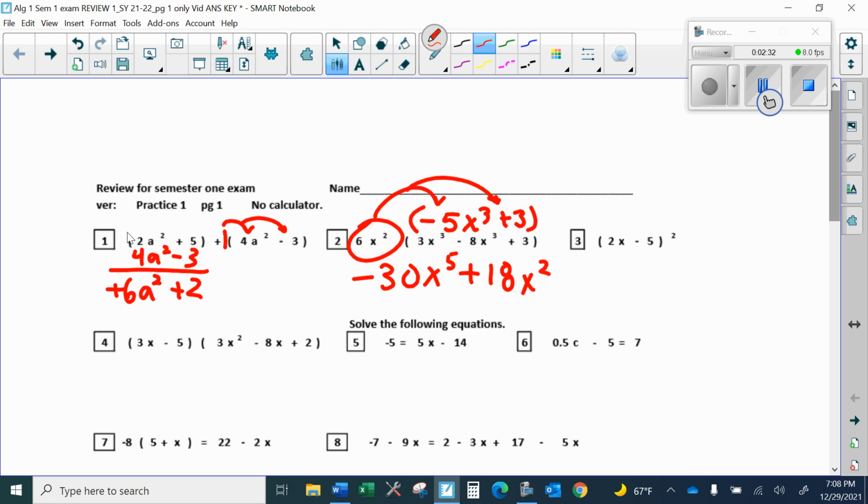All right, number 3. This says the quantity 2x minus 5 squared. So it's 2x minus 5 times 2x minus 5. I'll write out the shortcut. Again, I've showed you the shortcut many times. We've done it in class. Some of you memorize it and some of you don't. The shortcut is I square the first term. 2x times 2x, 4x squared. I take the two terms, multiply them together. So 2x times negative 5 is negative 10x, and double it. That makes it negative 20x. And then I square the last term. Negative 5 times negative 5 is plus 25.